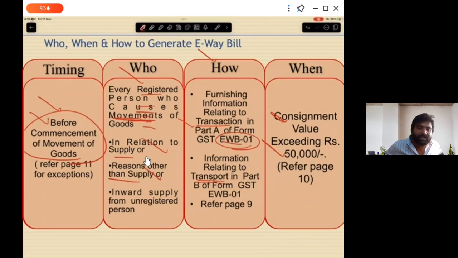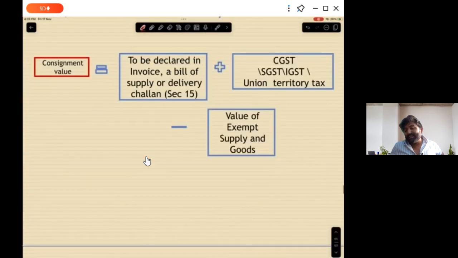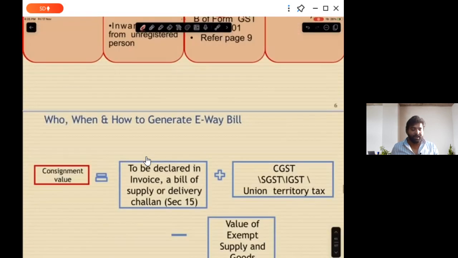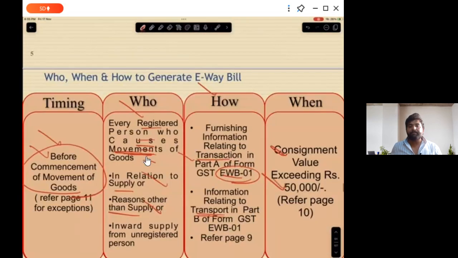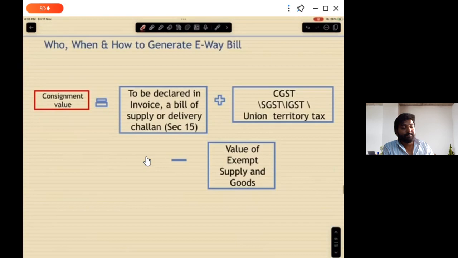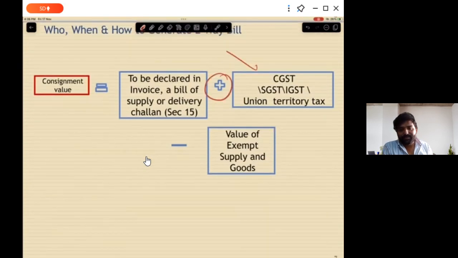There are two parts of e-way bill, part A and part B. Part A talks about transaction, part B talks about transport details. Got it? Very nice. So first of all, one important thing we need to be clear. Sir, we have discovered right now that e-way bill is only applicable if the consignment value is more than 50,000. So what is the meaning of that consignment value? It is including tax value.